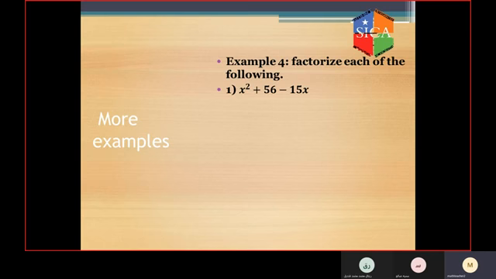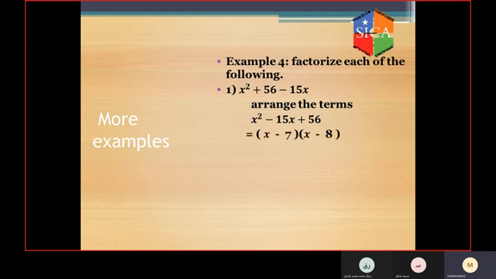After that, arrange the terms: x squared minus 15x plus 56. Then we factorize the x squared as x times x, and we search for two numbers. Their product is 56, and their sum, because the sign is positive, is 15. The two numbers take the sign of the middle term, negative and negative.